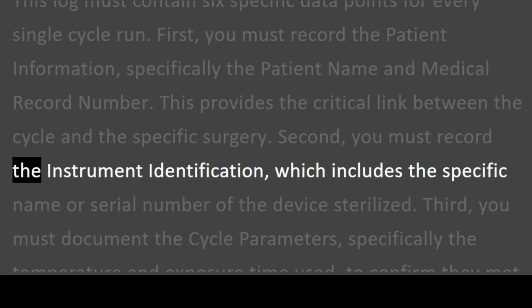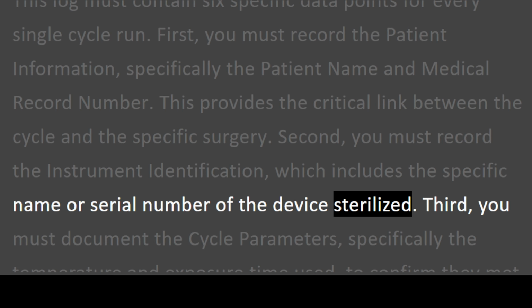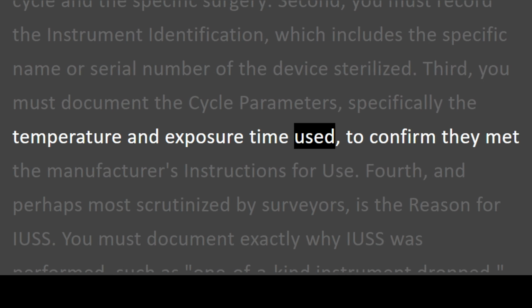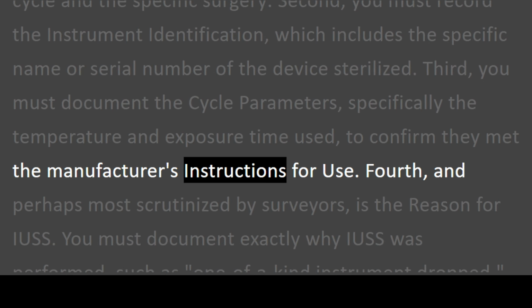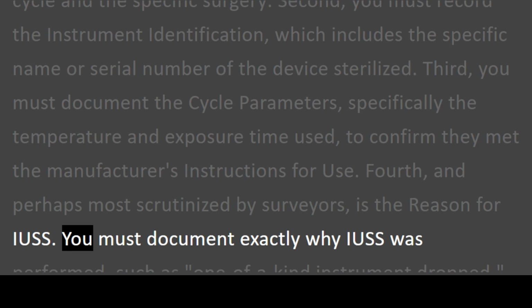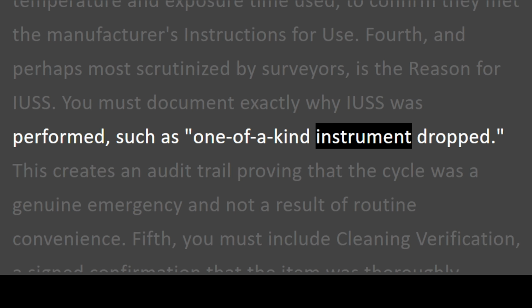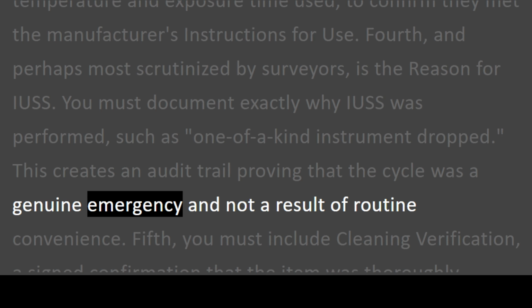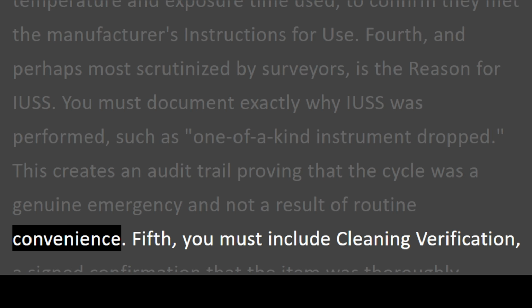Second, you must record the instrument identification, which includes the specific name or serial number of the device sterilized. Third, you must document the cycle parameters, specifically the temperature and exposure time used, to confirm they met the manufacturer's instructions for use. Fourth, and perhaps most scrutinized by surveyors, is the reason for IUSS. You must document exactly why IUSS was performed, such as one-of-a-kind instrument dropped. This creates an audit trail proving that the cycle was a genuine emergency and not a result of routine convenience.